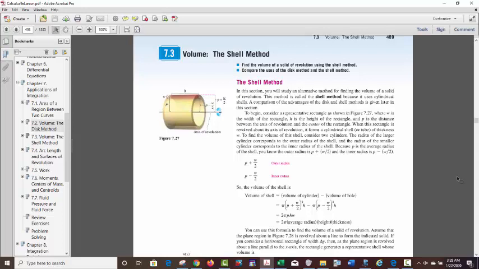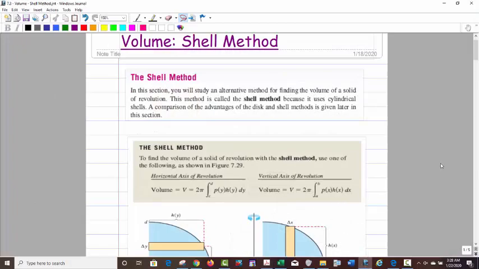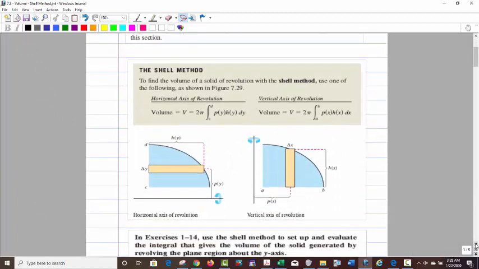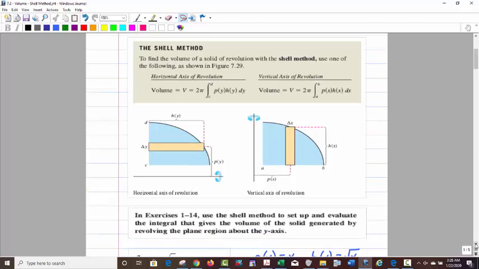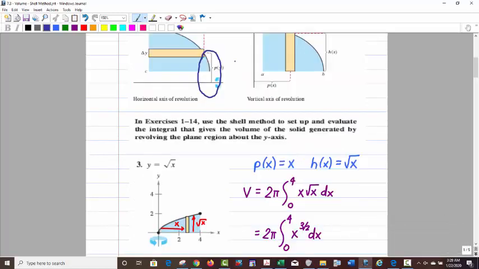Let's see if I can show that. Let me come back to my notes here. Now here are the two formulas. So with this horizontal axis of revolution, the shells are coming around like so. And this representative rectangle will essentially be the width of that, versus when you're using the disc, where the representative rectangle goes up like this because it's actually representing the radius of that disc.